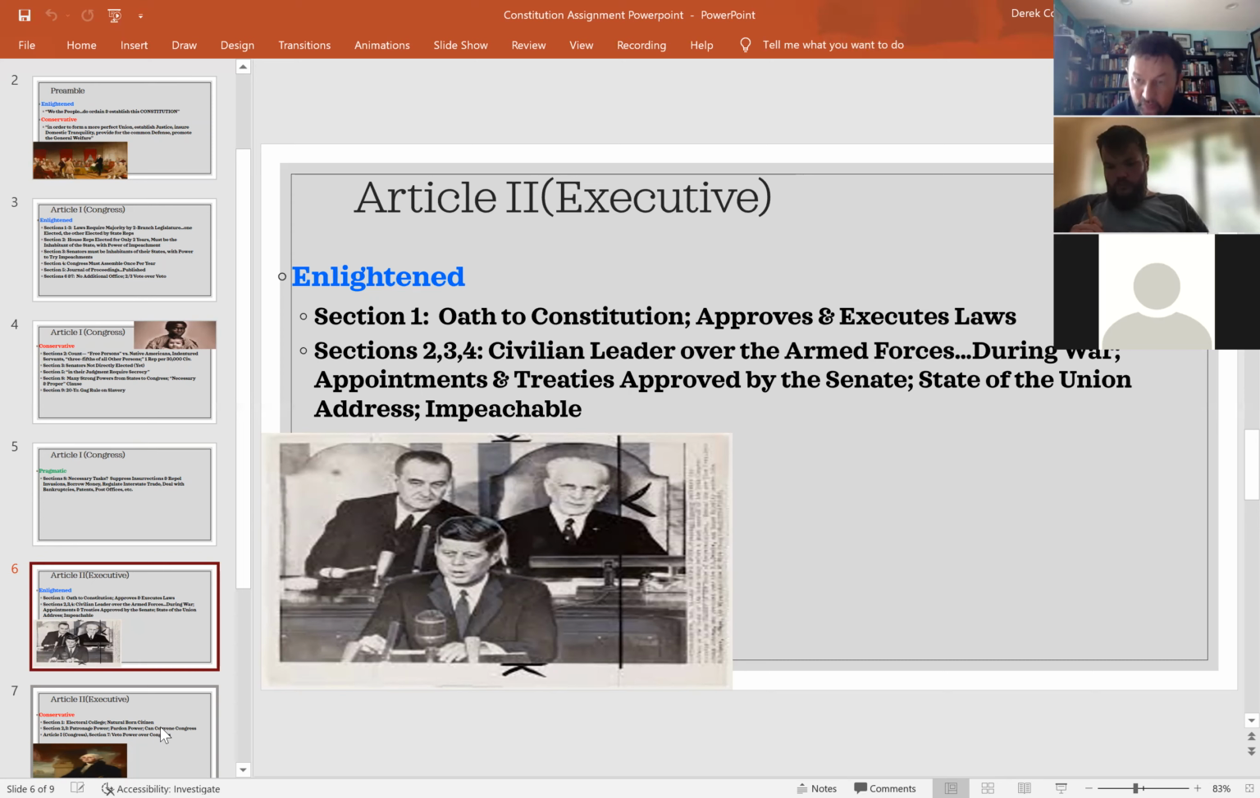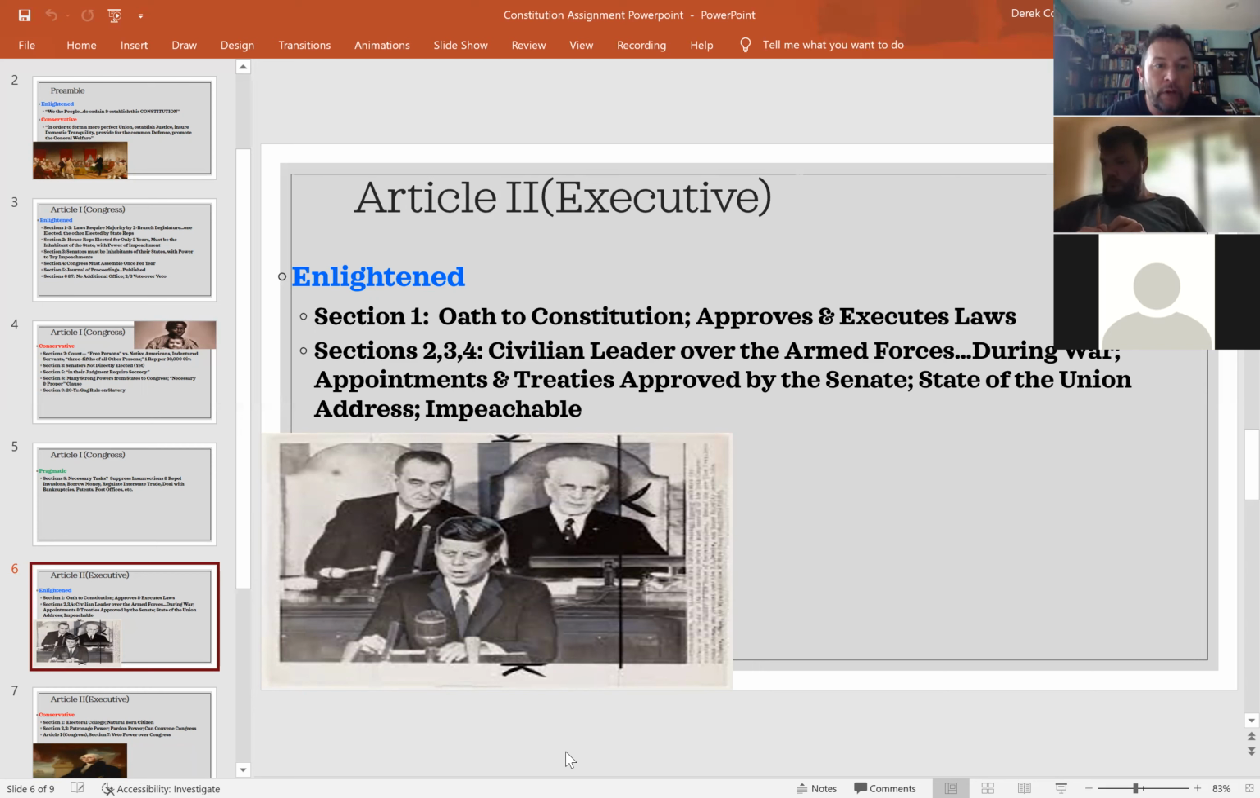Yes, Mr. Cowell? These articles that need to be in our assignment, they're located in our books. They are, and they're also located on the assignment itself. I just copied and pasted it. So it's just the original copy of the Constitution, right? Oh, and so we need to put examples from each article.